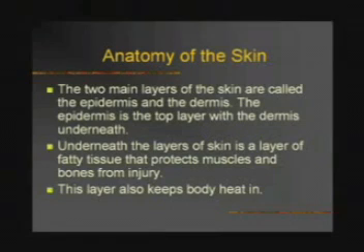Anatomy of the skin. What makes up your skin? Two layers of the skin are called the epidermis and the dermis. The top layer is the epidermis, below is the dermis. Underneath these layers of skin is a layer of fatty tissue that protects your muscles and bones from injury. This layer also is your insulation and keeps your body heat in.